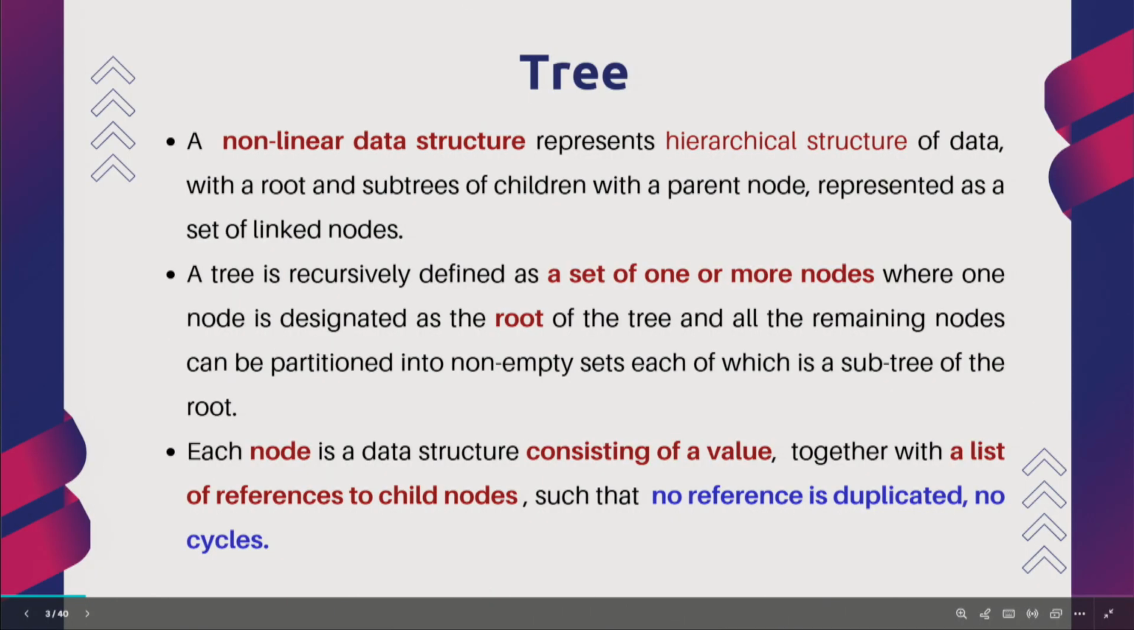And the key point to be noted here is that none of the references is duplicated. The meaning of that is that for any child there can be only one parent. For instance, if there is a node called n and there is one node called m which is its child, m can have a reference or a link from n, and always n will be holding the reference to m. That is why we say that any node can have only one parent, and so the reference is not duplicated.